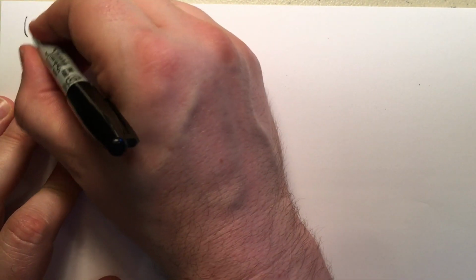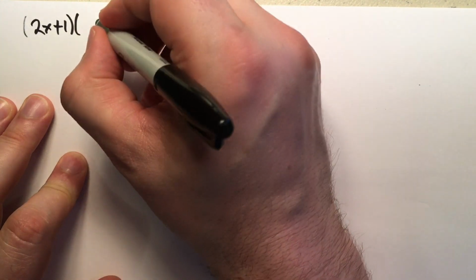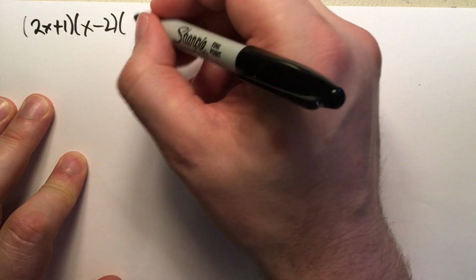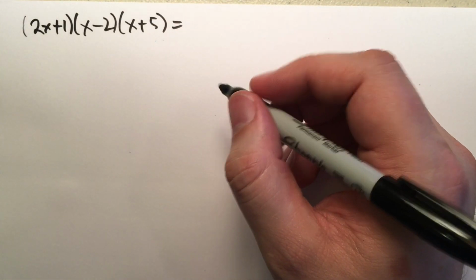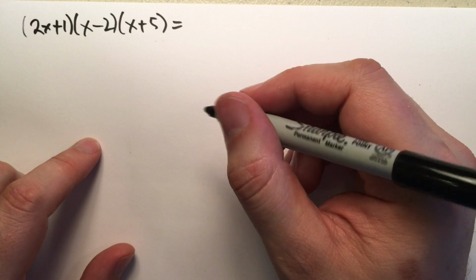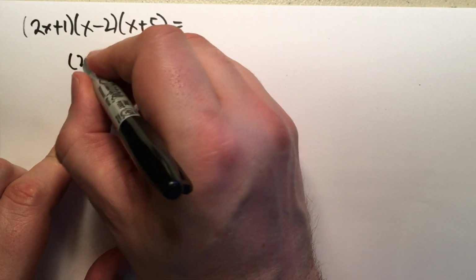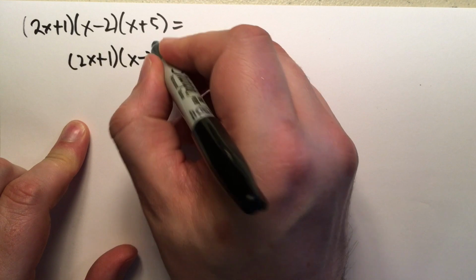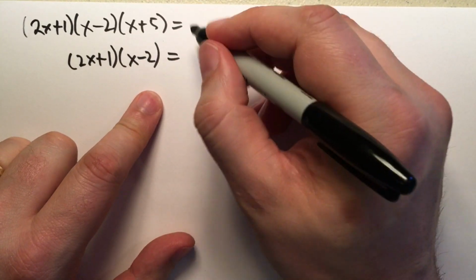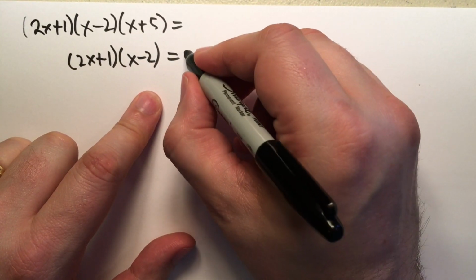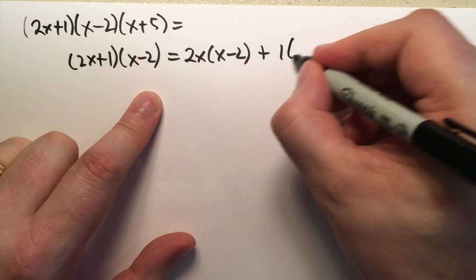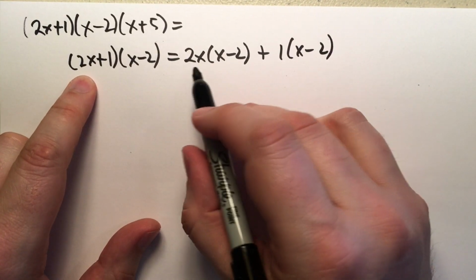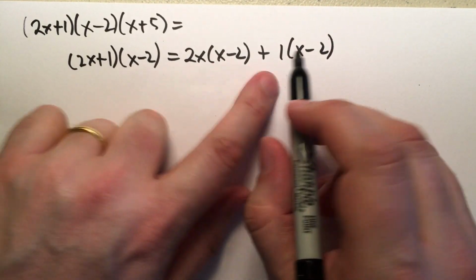Okay, so we have this monstrosity here. And this will get a little bit confusing, but follow along. 2x plus 1 times x minus 2 times x plus 5 equals some monstrosity. Okay, how are we going to do this? Well, let's do 2x plus 1 first. So we have 2x plus 1 and x minus 2 next. Let's take 2x times x minus 2 plus 1 times x minus 2. So the 2x went here, the 1 went there, and this went with each term.